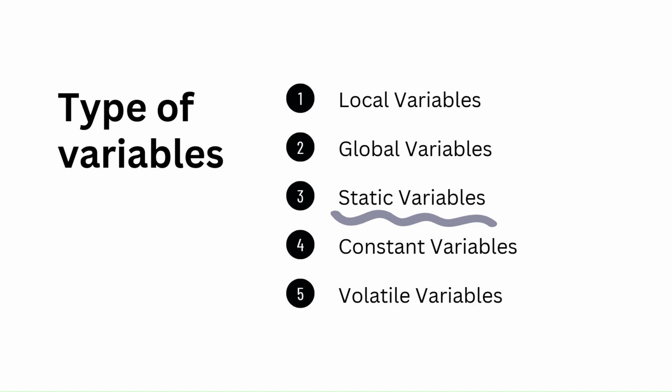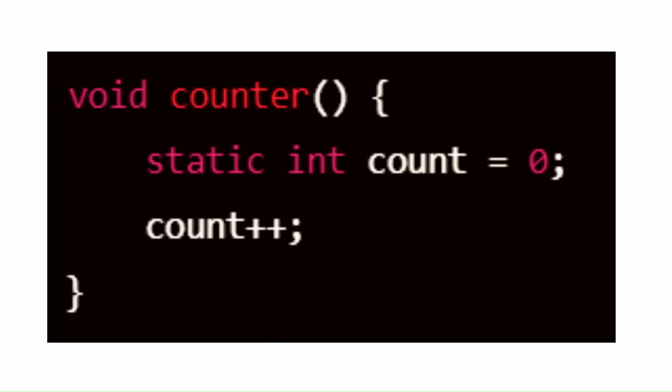Next one is static variables. Static variables are a bit special. When declared inside a function, they remember their value between function calls. For example, see the code: void counter, in curly braces, static int count = 0. Then the next line, count++.